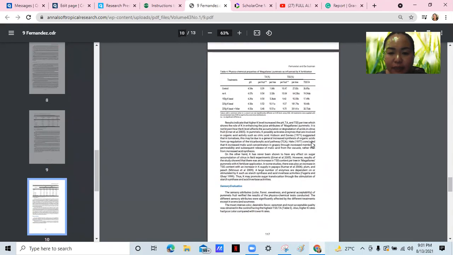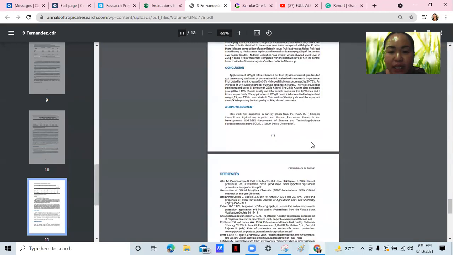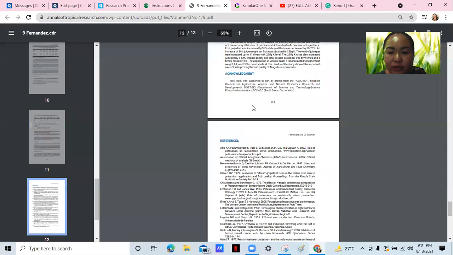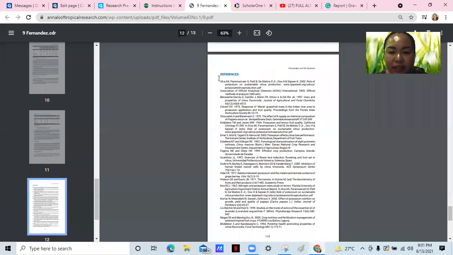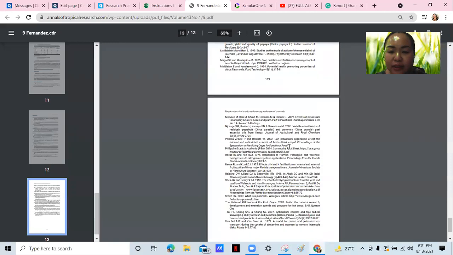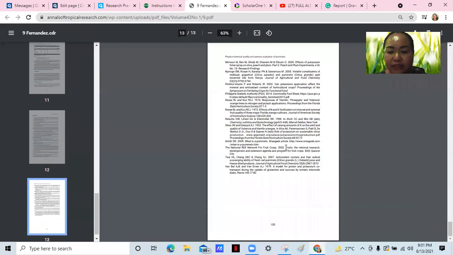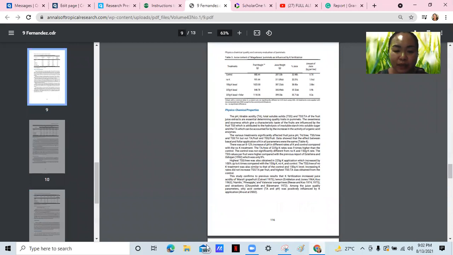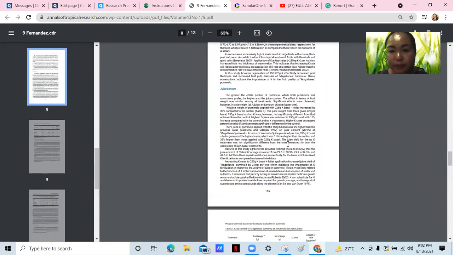And some more tables. They also have an acknowledgement, so I acknowledge here the DOST as the funding agency. And as you can see, the references, that's the format they used for the references. So I guess that's all, and we still have about 4 minutes.